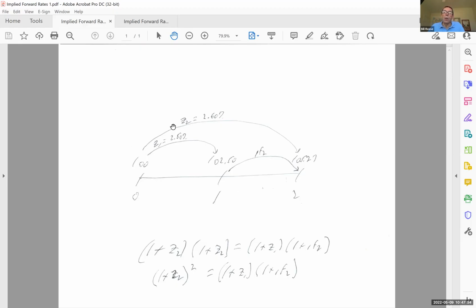We want the same amount of money, whether we go with this big step from 0 to 2, that's this right here, or whether we go with 2 small steps, 0 to 1, and then 1 to 2. That's what we've got over there. Now, we know what Z2 is, okay? We said that Z2 is going to be 2.6% as a semi-annual yield. And we know what Z1. Z1 is 2.5% as a semi-annual yield. So if I know Z2 and I know Z1, I've got one equation with one unknown, and I can solve for 1F2. So let's go back to the class notes and see how we are actually doing that, okay?